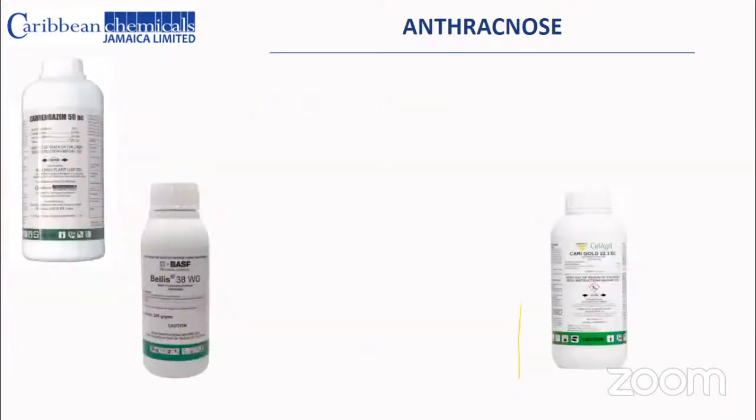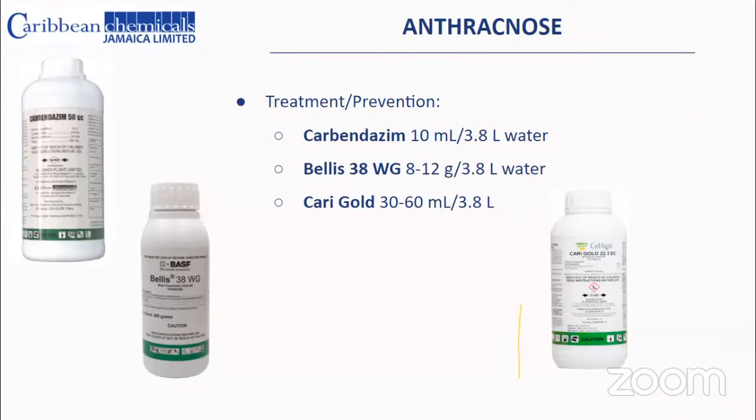Good. For this particular disease, again, carbendazim, Bellis and Carigol. So it's showing the versatility of our fungicidal chemistries in controlling a wide range of fungal diseases. Using the carbendazim at the 10 milliliter rate, and if you know, the rates are very low. Bellis at 8 to 12 grams, very low as well. And Carigol, being a softer product, more organic in nature, we have upped the rate, 30 to 60 milliliters to the gallon. They are all effective.